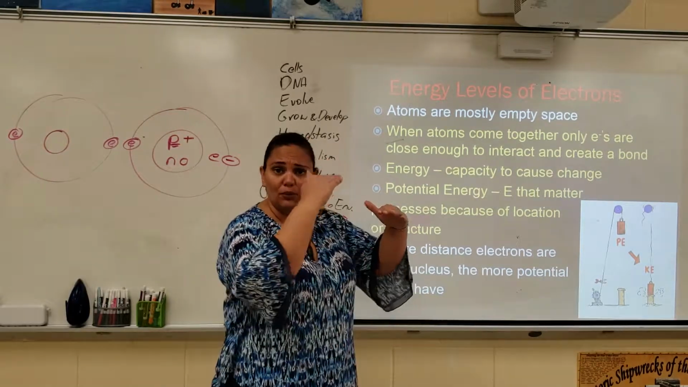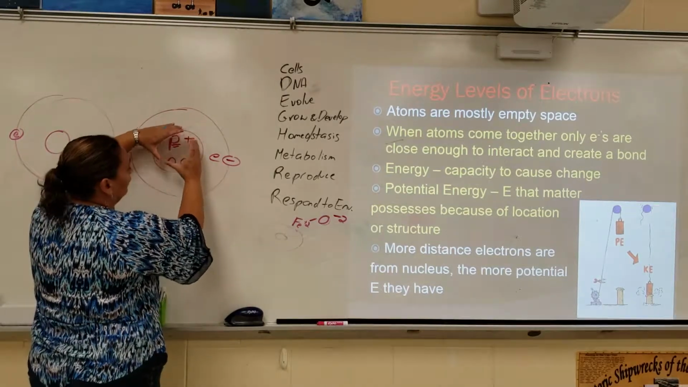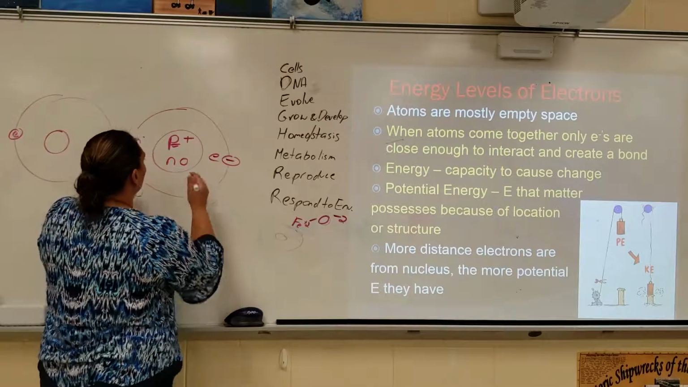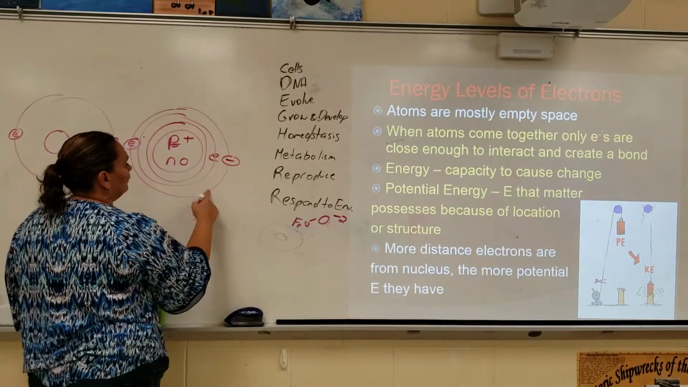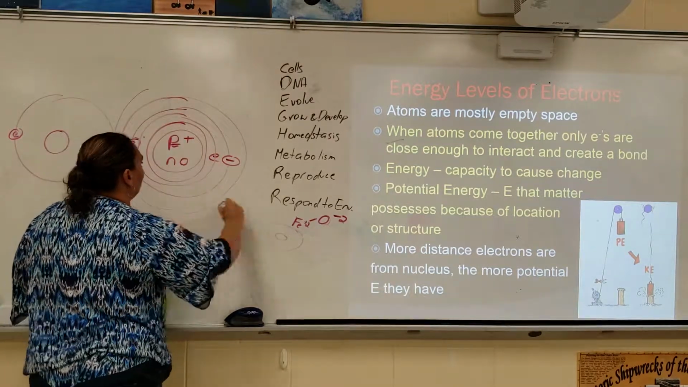But yeah, the further away you are from the nucleus, so if you look right here, if you're on the first orbital level, you've got some energy. And you've got the second, and you've got the third, and the fourth, and the fifth, and the sixth.